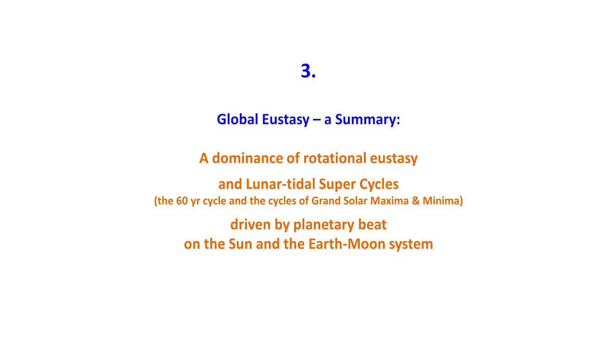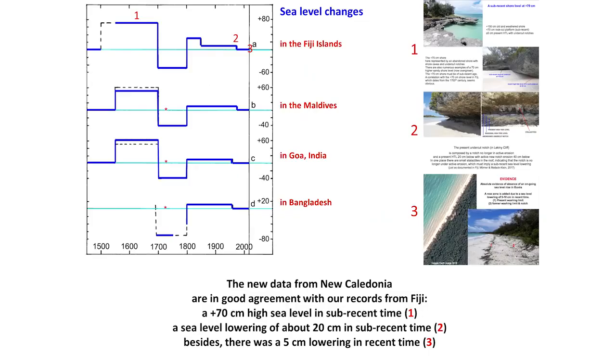Glacial eustasy, a summary, is a dominance of rotational eustasy and lunar tidal super cycles, 60 years, and the grand solar maxima and minima, about 200 years or so. Driven by planetary beat on the sun and on the moon system. So, first of all, I have to choose side.